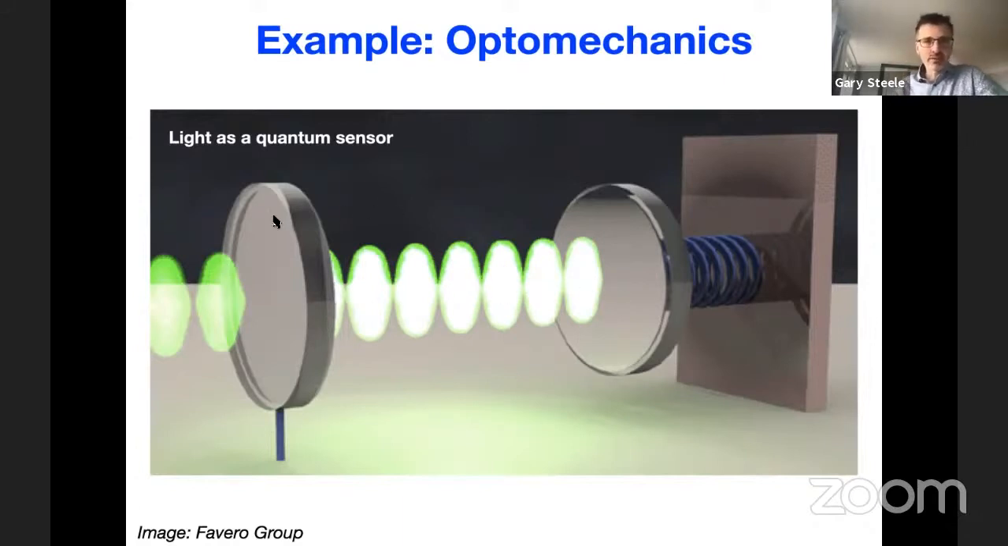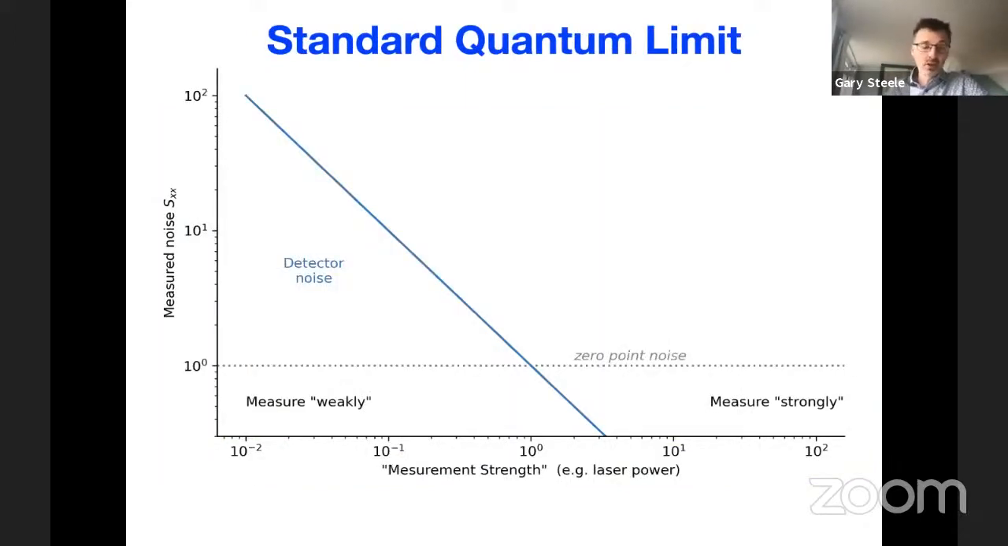And what I want to talk about here is using light, laser light, actually just normal, regular laser light, as a quantum sensor. So if I want to measure the position of this mass, I can shine a laser and look at the interference of light, and that will tell me about the position of the mass. And as you may know, lasers have shot noise. So as I increase the intensity of my laser, the precision with which I can measure the position of that mass gets more and more accurate.